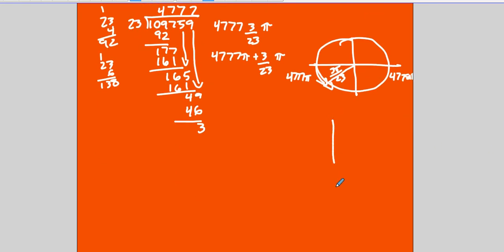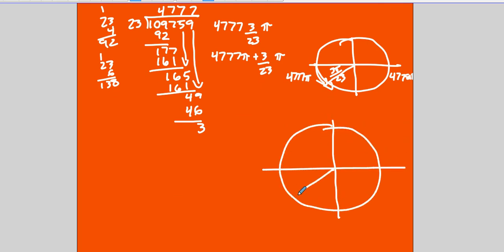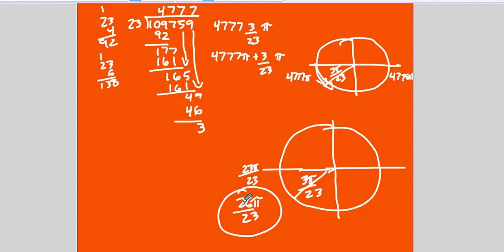Okay, so let's draw that a little bigger here. So we're here. Got this. This is 3 pi over 23. This is pi, which is 23 pi over 23. So if we add 23 pi over 23 plus 3 pi over 23, that makes 26 pi over 23. So that's the smallest positive coterminal angle.